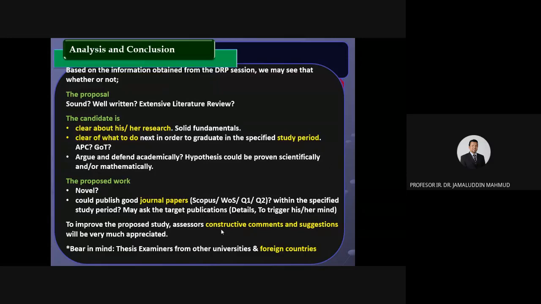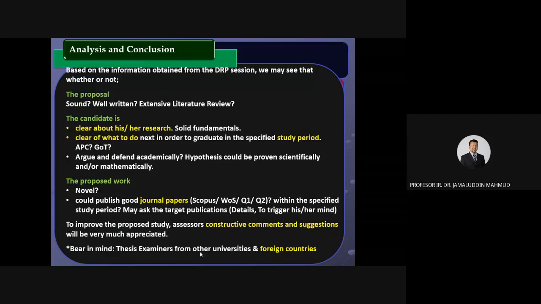Now, how about the candidate? When we ask the students, we can see whether the candidate is crystal clear about his or her research or not. Because if the candidate is not clear about the research, then the research could not be conducted smoothly, right? And about the fundamentals, has he already attained the basic fundamentals to go on with the research?